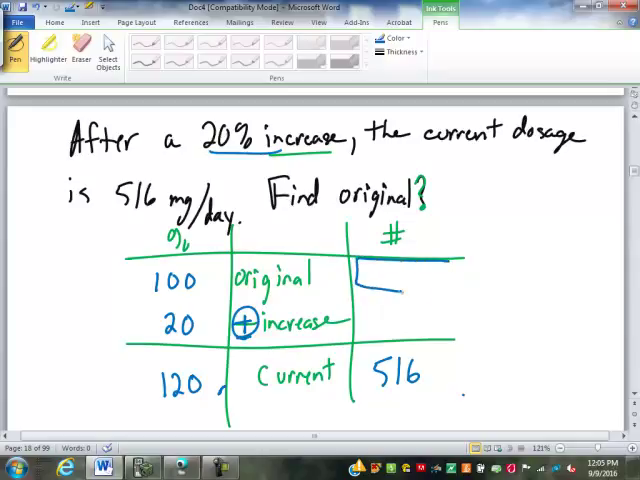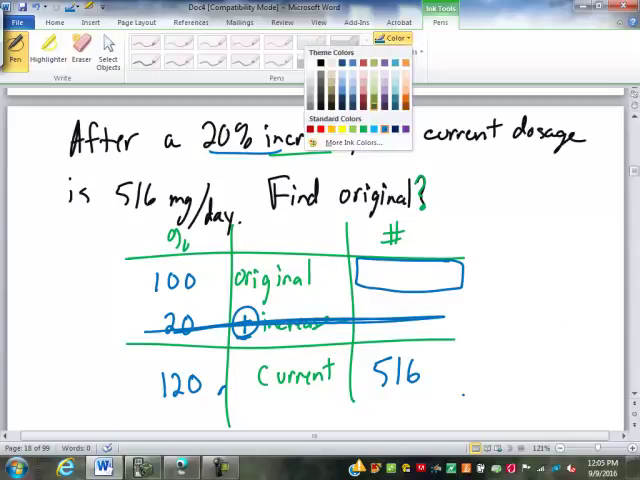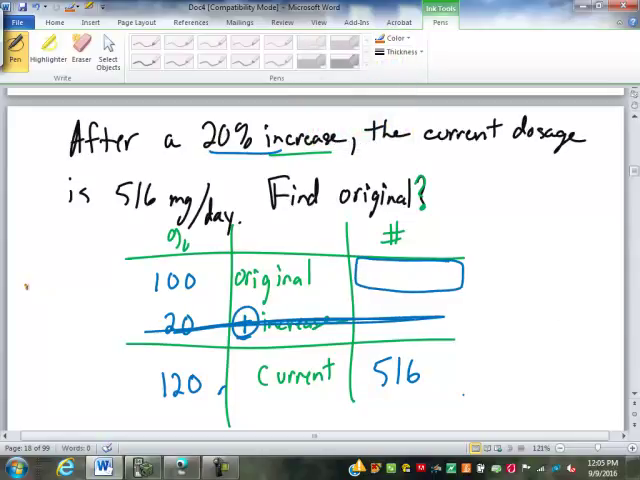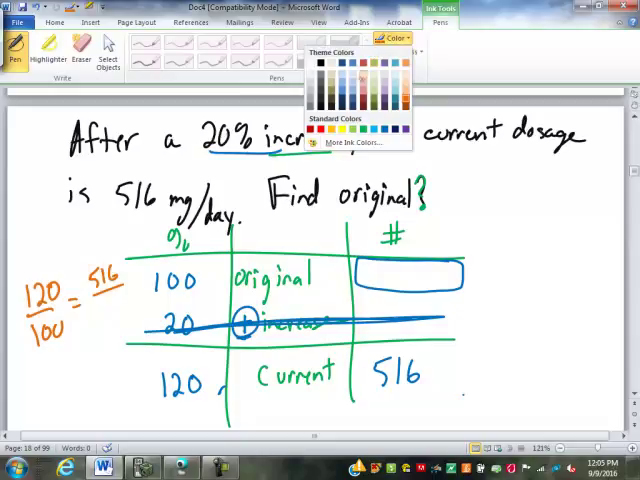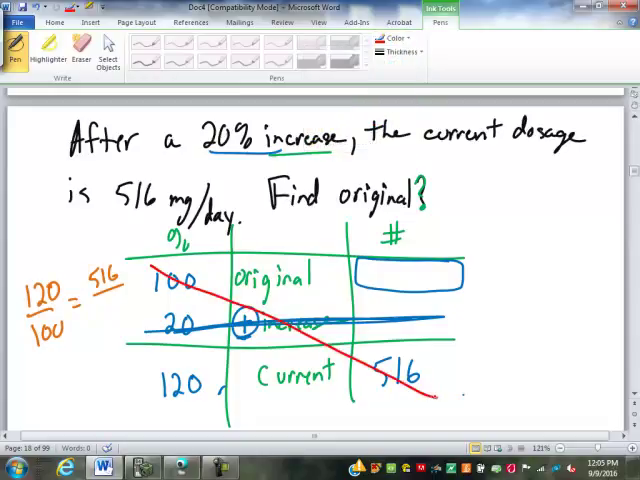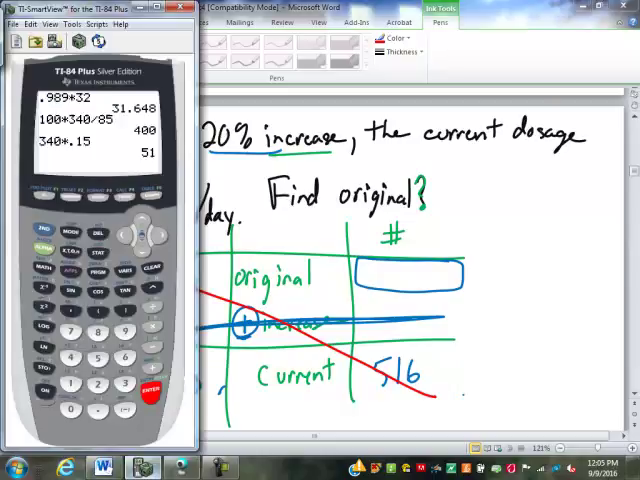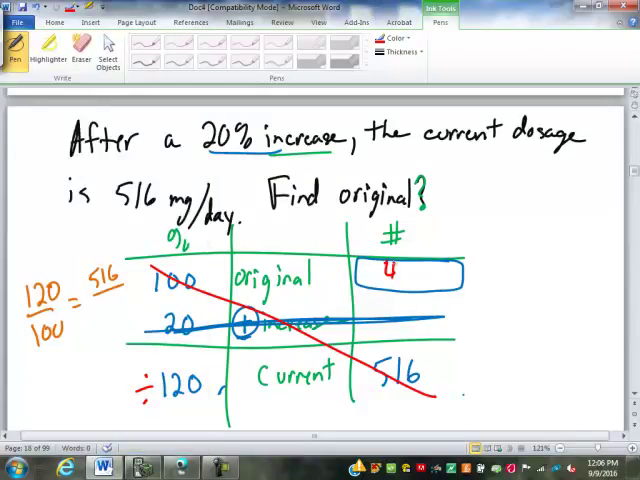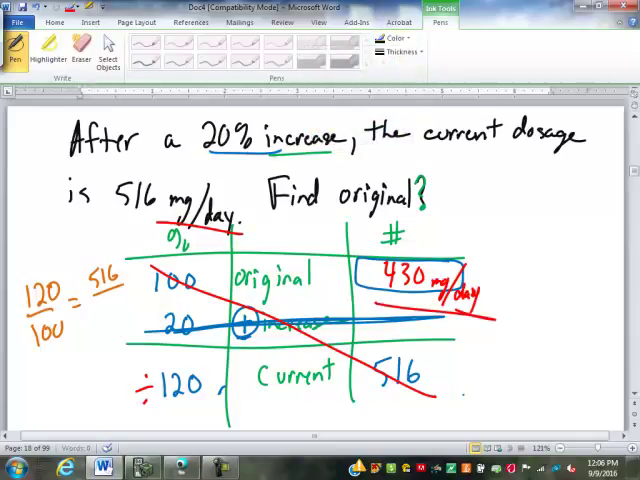Now, once again, we are finding the original, so we don't need the increase. So now I could set this up again as 120 over 100 if I wanted to, and the 516. I'm going to be lazy, and since I've got it set up here, I'm just going to cross multiply and divide right in the table. 100 times 516 divided by the 120. 430, perfect. So the original dose was 430 milligrams, same units, so milligrams per day for this one. Any questions? Okay.